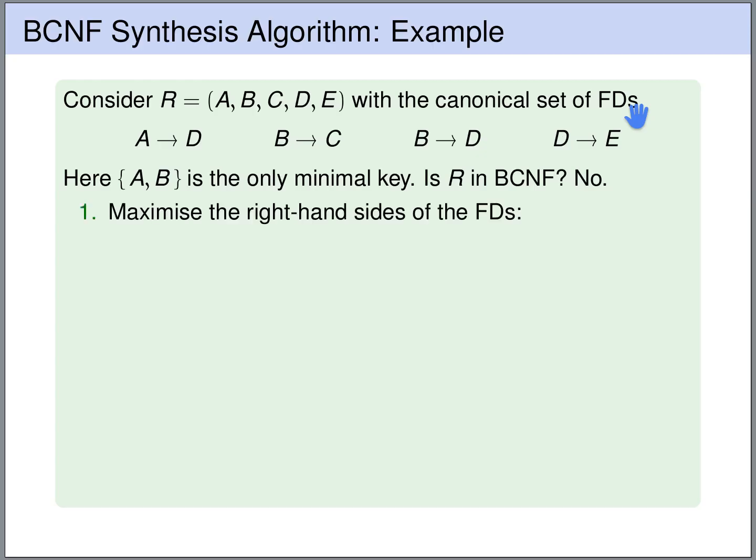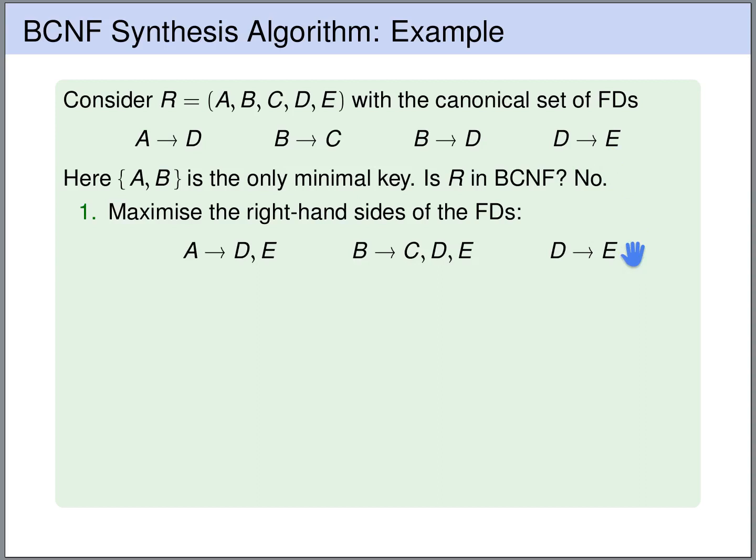We maximize the right-hand sides of the functional dependencies. From the left-hand side A, we can get D, but also E, because D uniquely determines E. So we get a functional dependency, A uniquely determines D and E. From B, we can get C, we can get D, and from D we can get E. So we will have a functional dependency, B uniquely determines C, D, and E. From D, we can only get E. So this is the set of functional dependencies where we have maximized the right-hand sides.